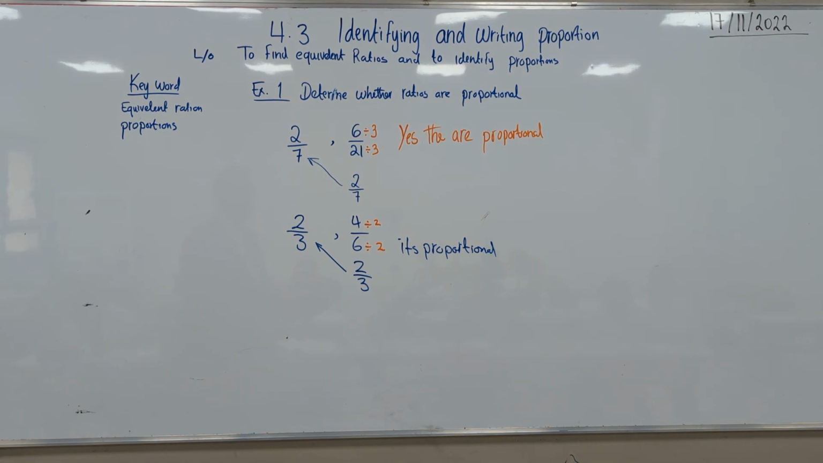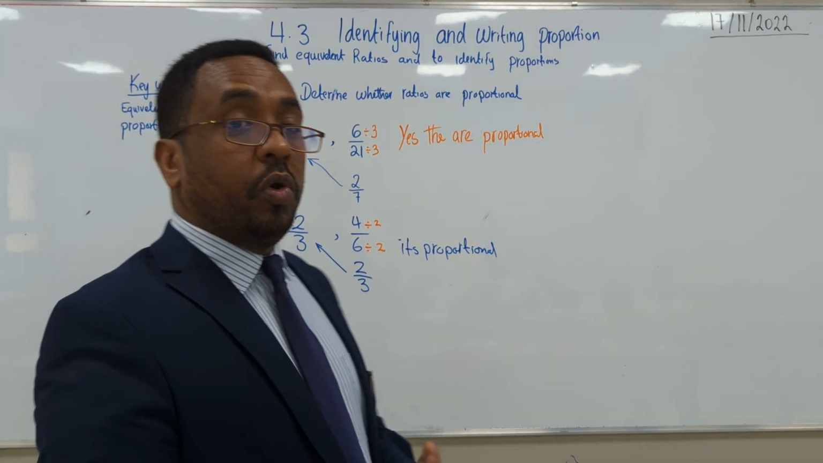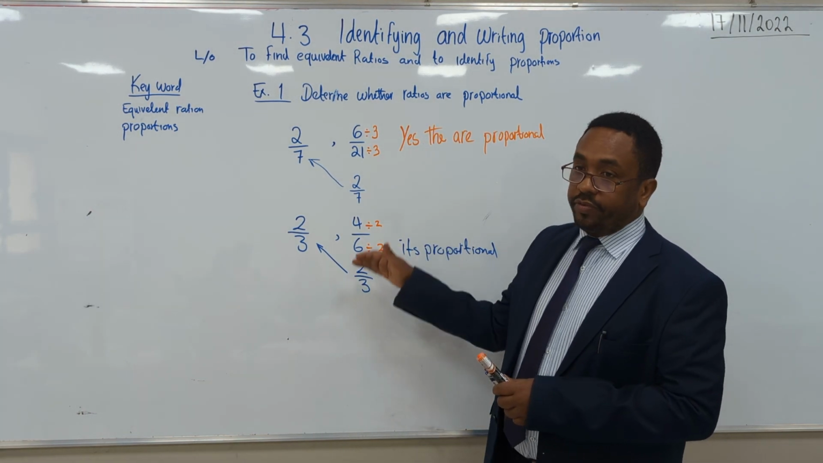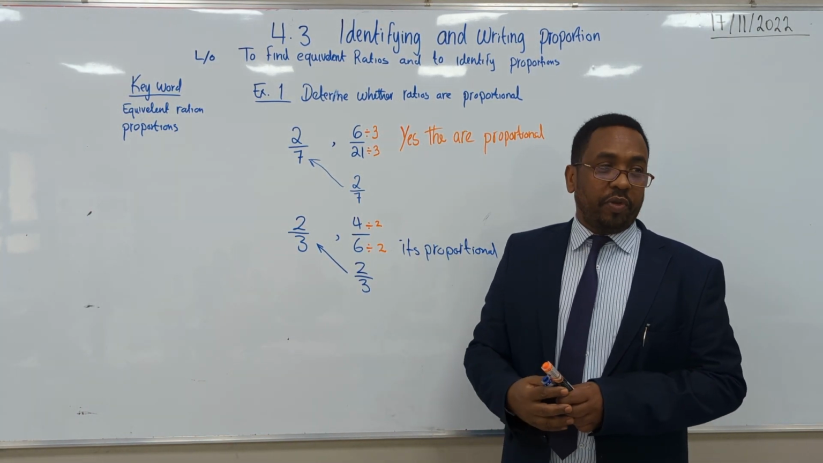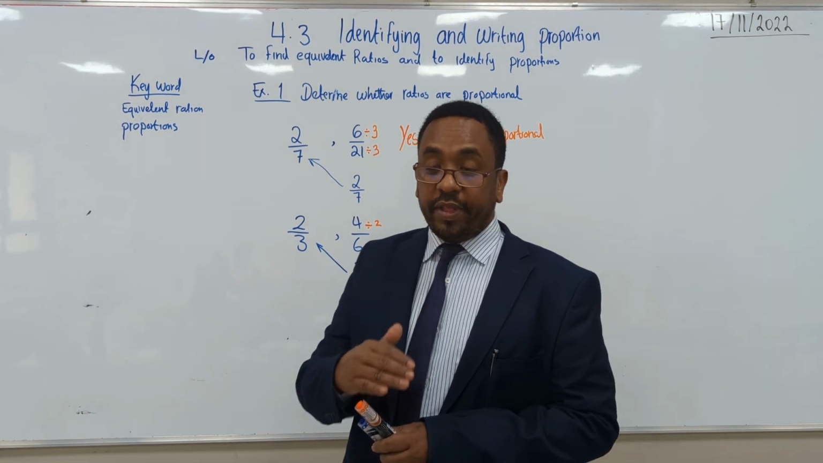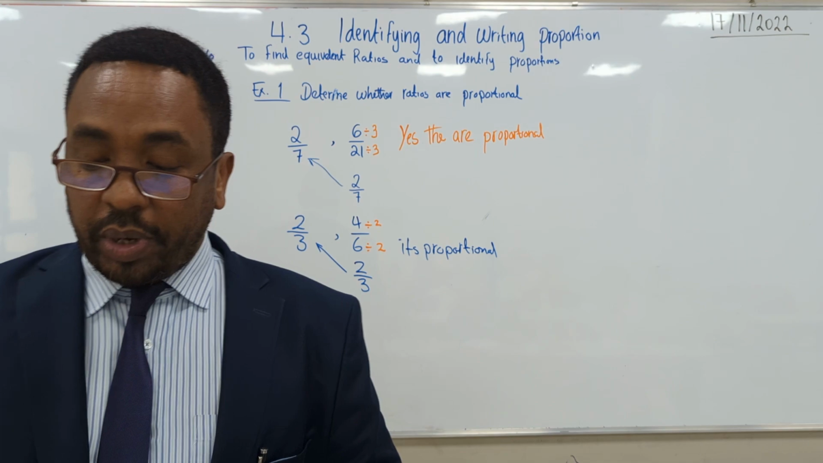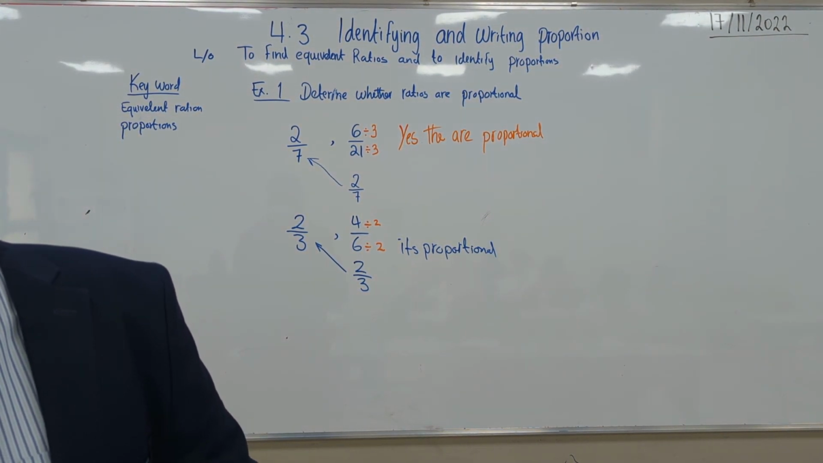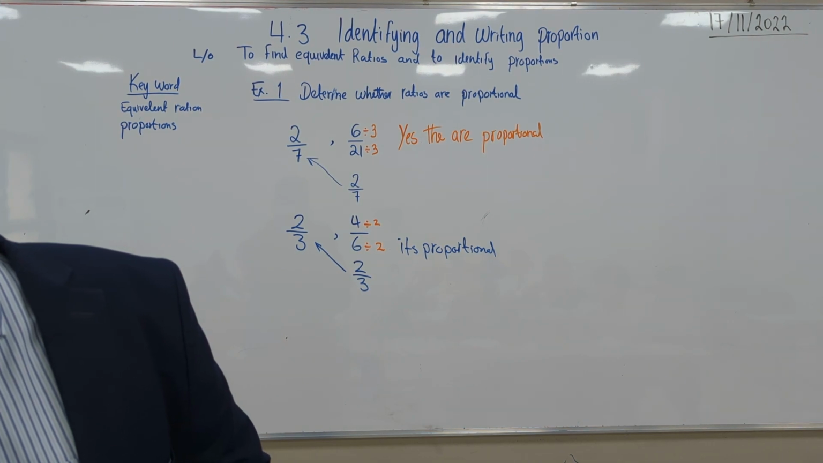Now this is a quick review of the lesson that we have done. All we have to do is just check if they are equivalent. If they are equivalent, we could say they are proportional. If they are not equivalent, then we can say they are not proportional. So I want you to make a note of this so you can remember it.